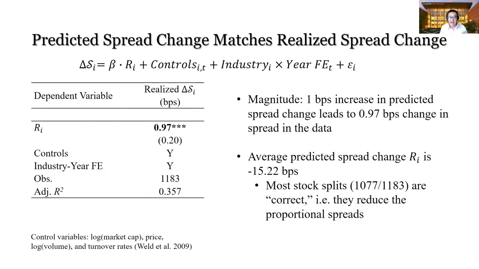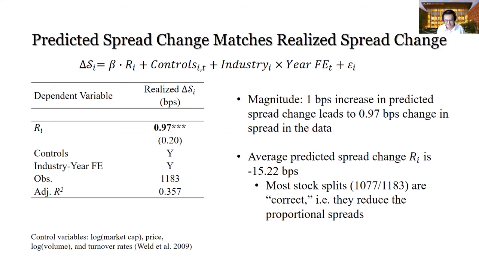Then here's a regression. We have a proportional predicted spread change and a realized spread change, and we regress the realized spread change on the predicted spread change. You will find that the coefficient is almost 1, so it predicts almost one for one. That's the first result. The second is good news: most firms that split do so correctly, both in direction and in magnitude. We find the majority of splits are correct.